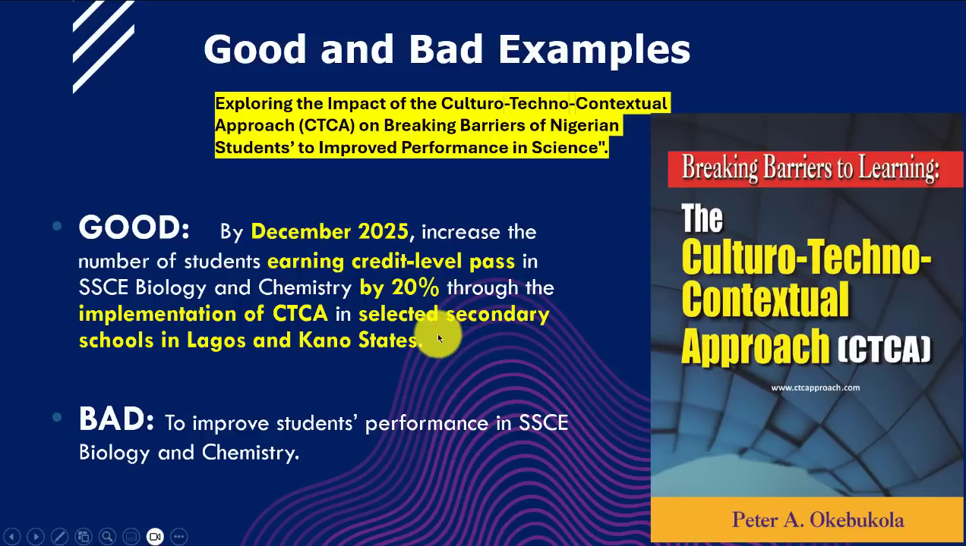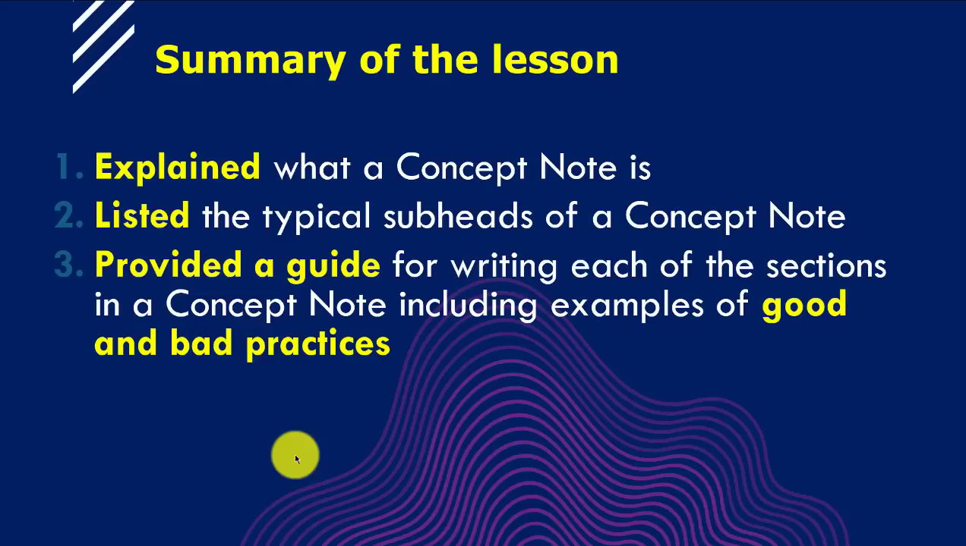Okay, fine. So that's it. This is the good one. Look at the bad one: to improve students' performance in SSC biology and chemistry. We find this in most places, in most objectives that are not SMART. So let's try to make our objectives SMART.